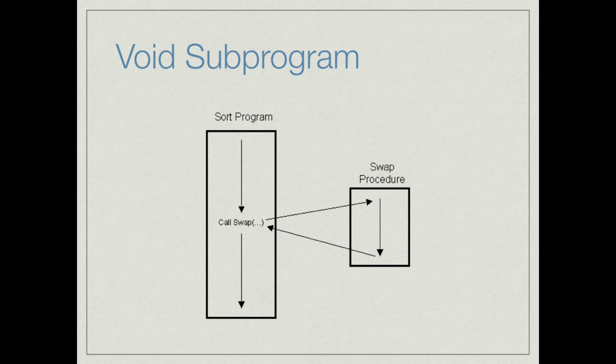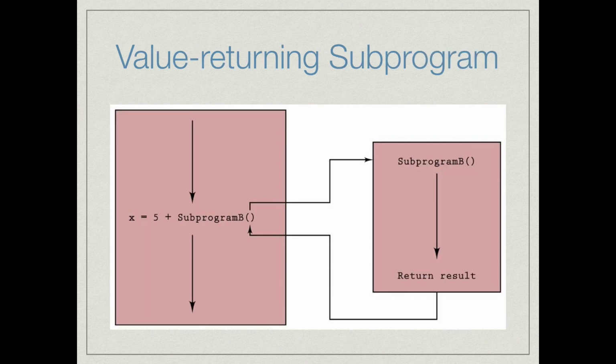So you see the program flow here. If your sorting program is executing, and then it calls a function called swap, then execution control goes to the swap procedure. The procedure or method or function executes, does its thing, and returns to the primary sort program. And then execution in the sort program continues, regardless of what actually happens in the swap procedure. We don't care. This is different from a value returning subprogram.